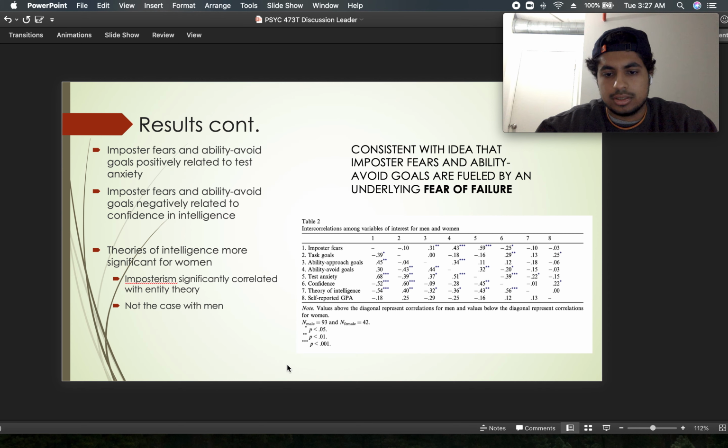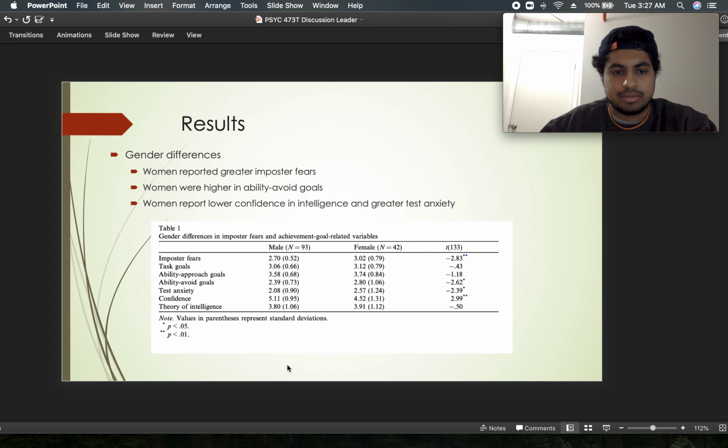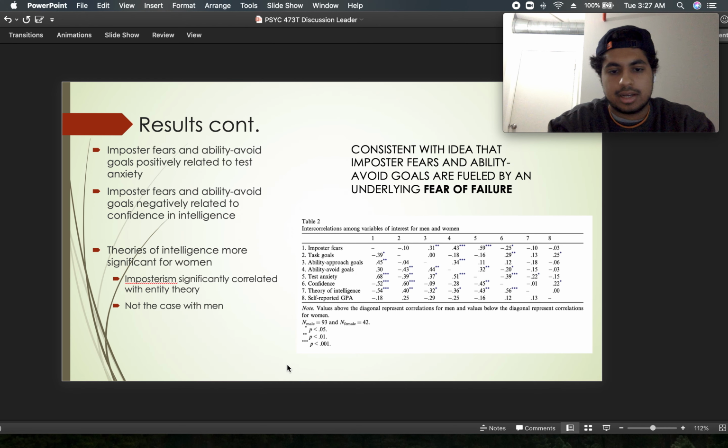And they actually ran these correlations separately for men and women because of the previous slide. It showed that there were very significant differences between men and women in how they answered the survey questions. So in order to be consistent, they separated out the men and women when running these correlations. But they did find for both men and women that those still held true, even though they scored differently. And those results are consistent with the idea that imposter fears and ability to avoid goals are fueled by an underlying fear of failure. So that's where the major findings of those results are.